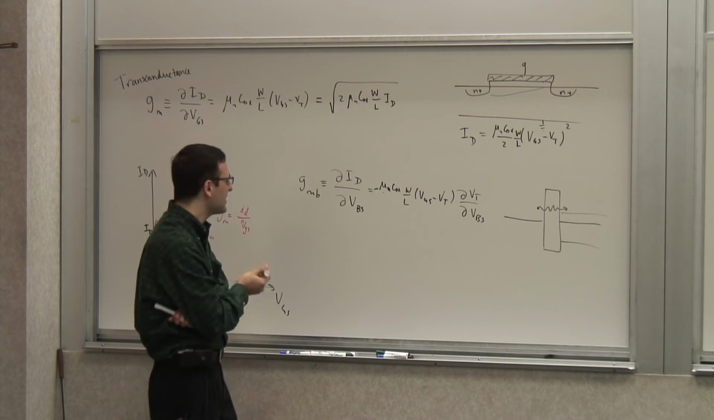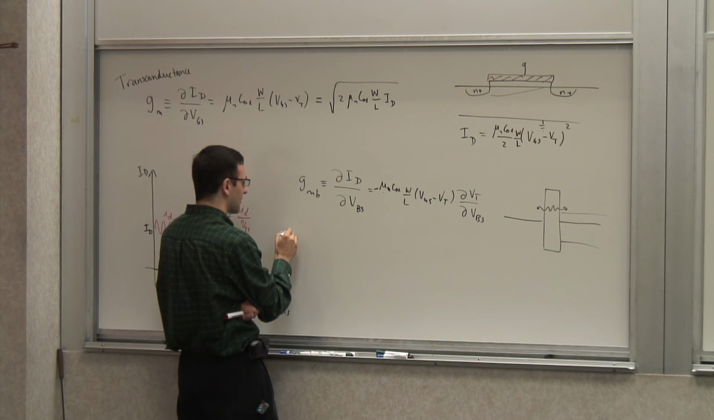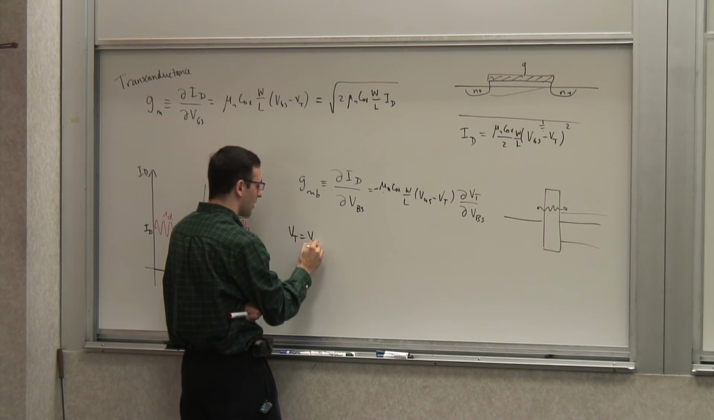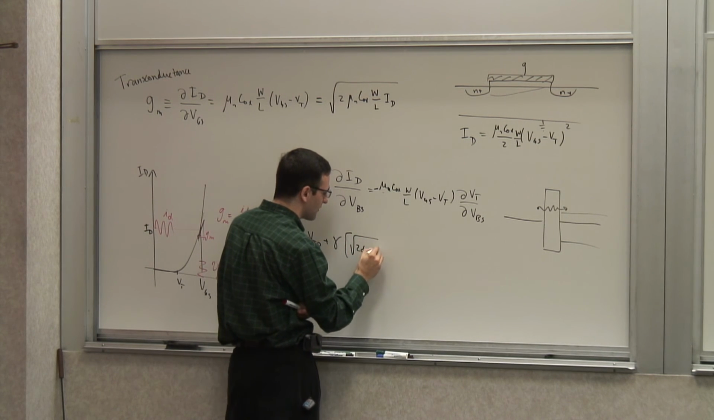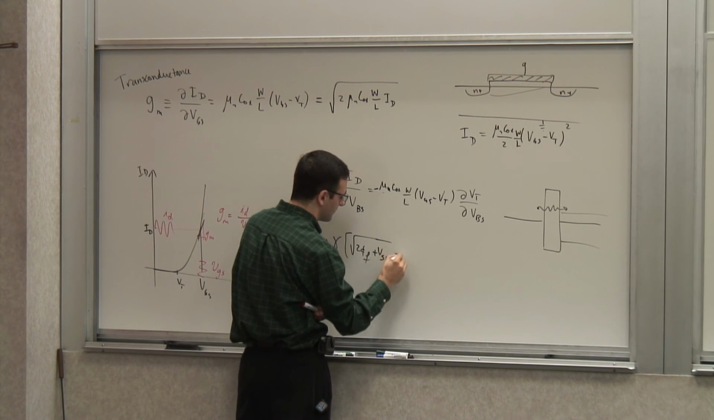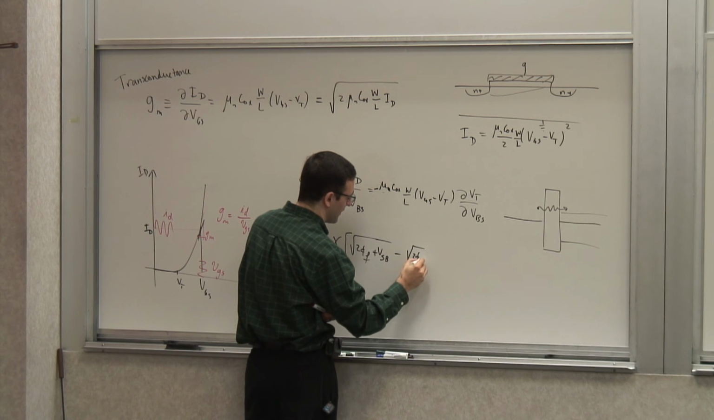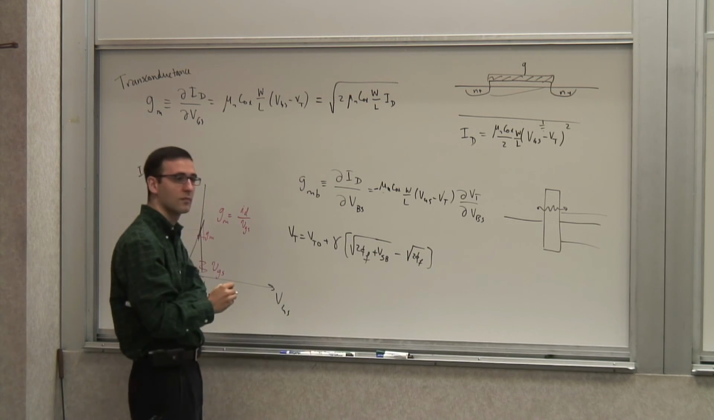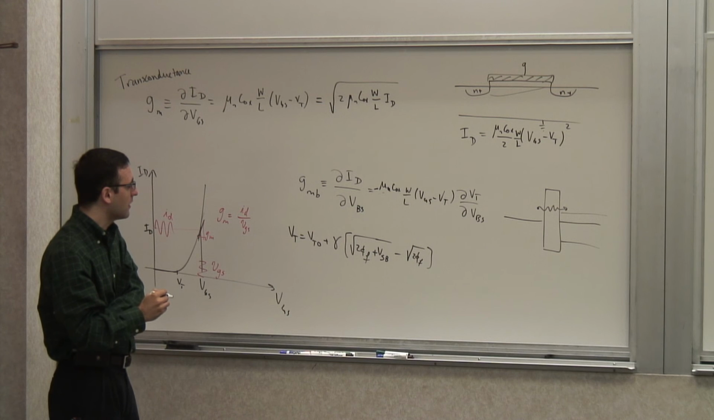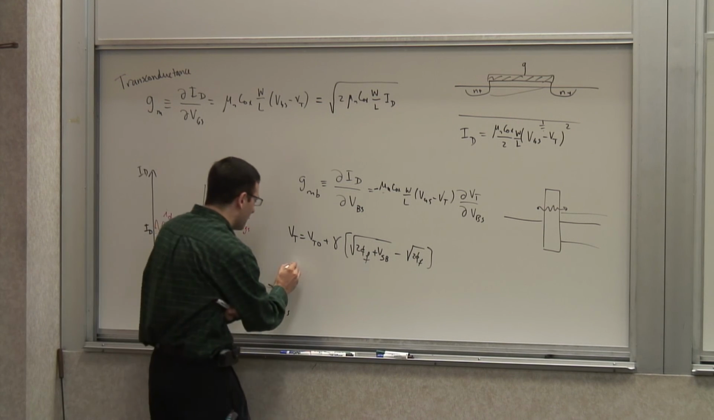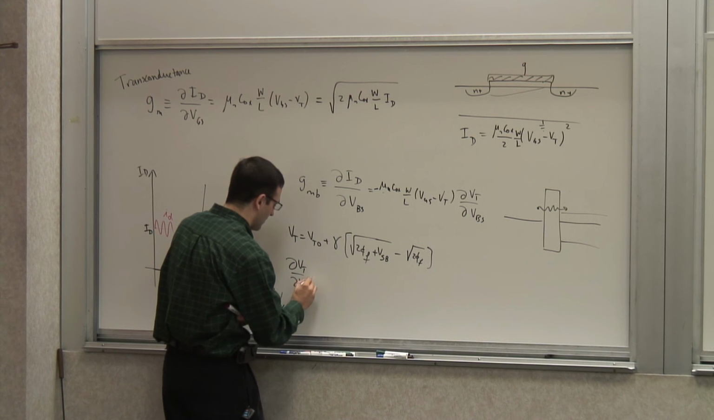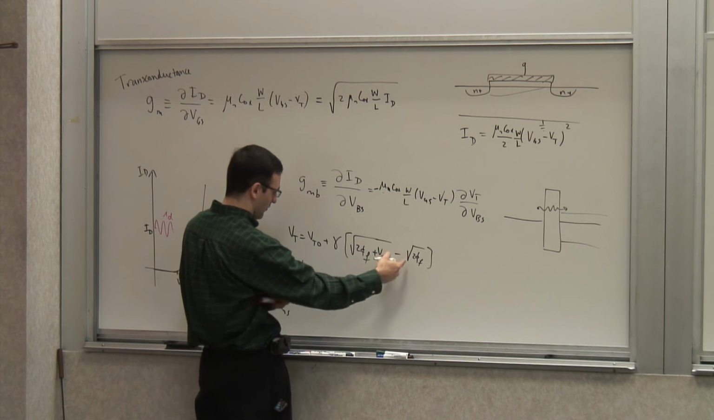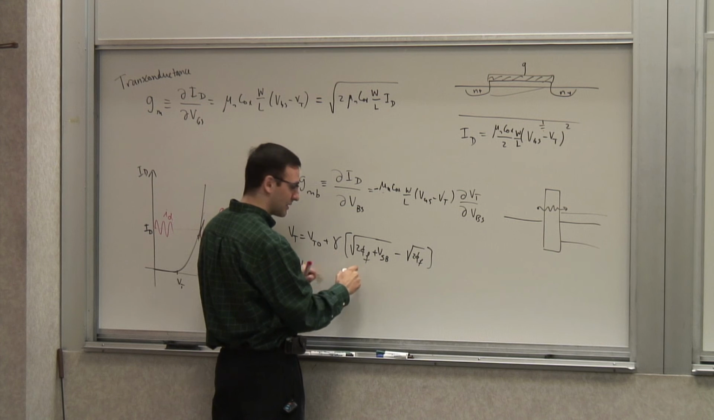Okay? Now what is dVT/dVDS? Well, I know what VT is. VT is VT0 plus gamma times the square root of 2 phi f plus VSB, minus the square root of 2 phi f. Right. What is that derivative? What is dVT/dVBS? These are constant terms. This is the only term that depends on that.